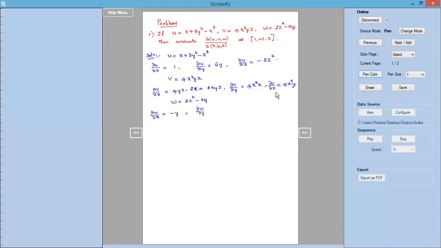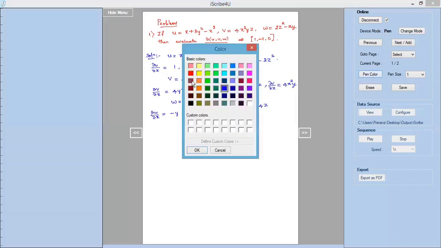∂w/∂y. With respect to y, again 2z² is a constant, so differentiation goes to 0, minus x into 1, which gives us −x. Then ∂w/∂z is equal to differentiation of 2z², which is 4z. x and y both are constant, so differentiation partially with respect to z goes to 0. So these are the partial derivatives obtained.